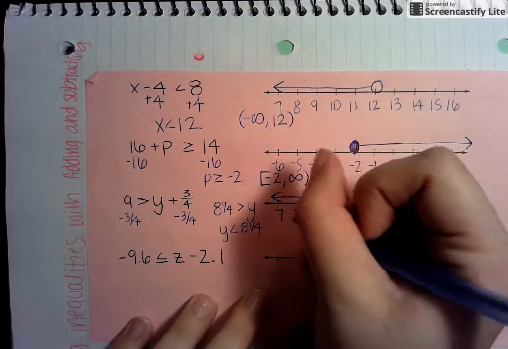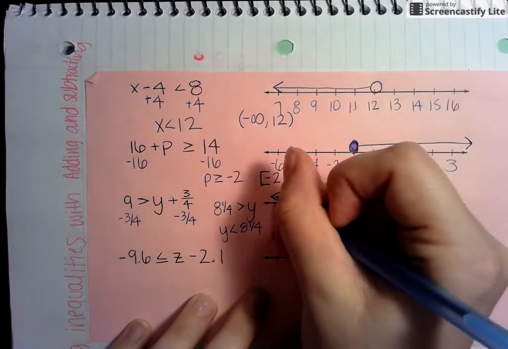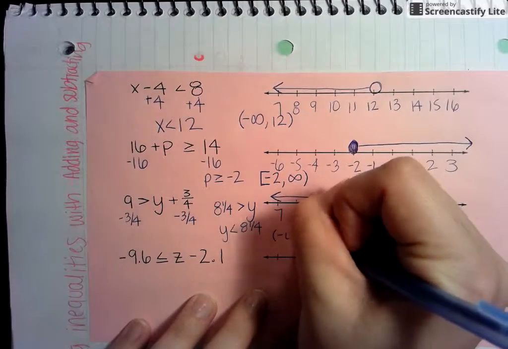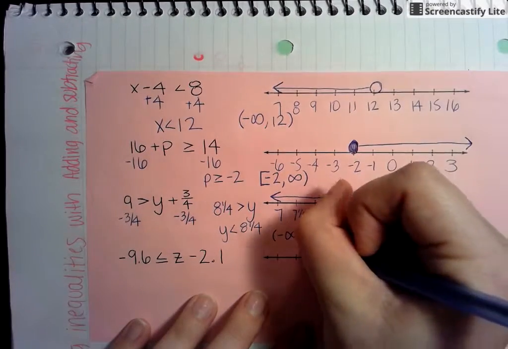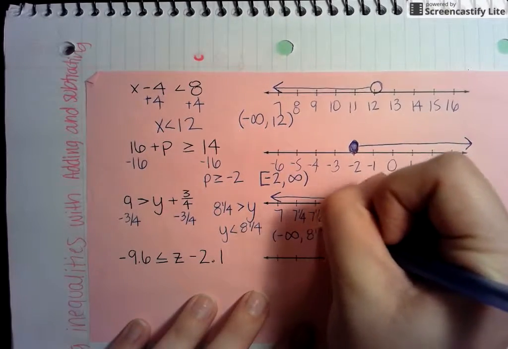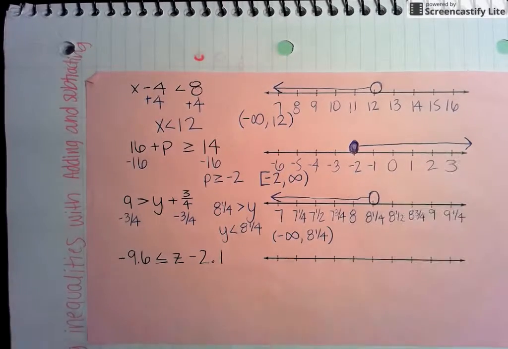I'm going to write my interval notation as reading left to right. So it would be negative infinity with a parenthesis next to it, comma, 8 and 1/4, and a parenthesis because it's not including that.